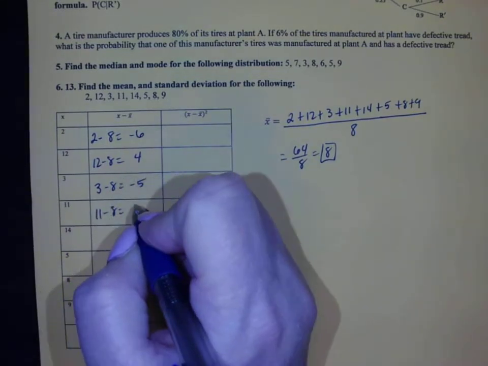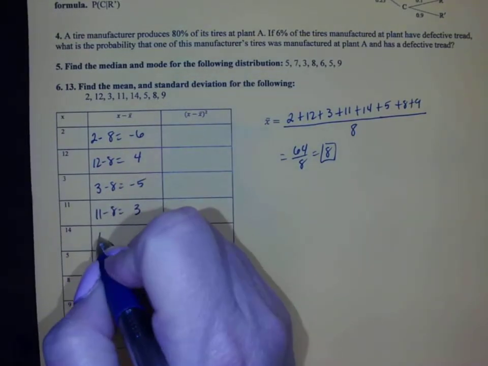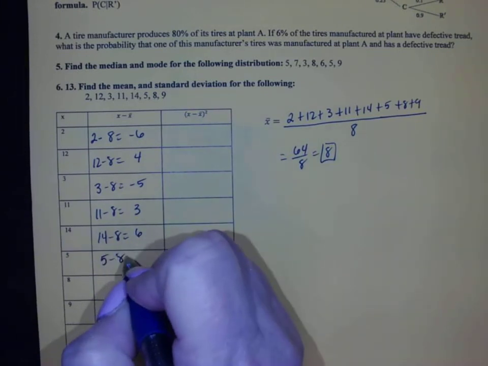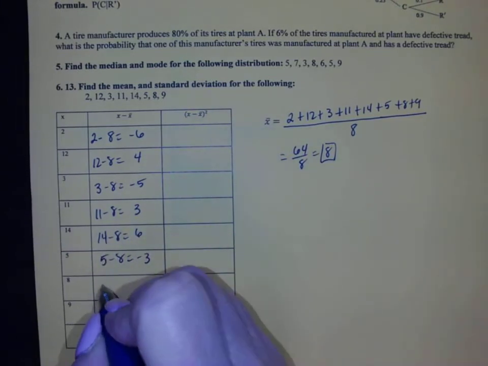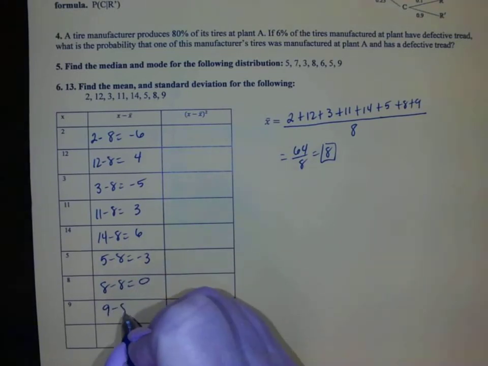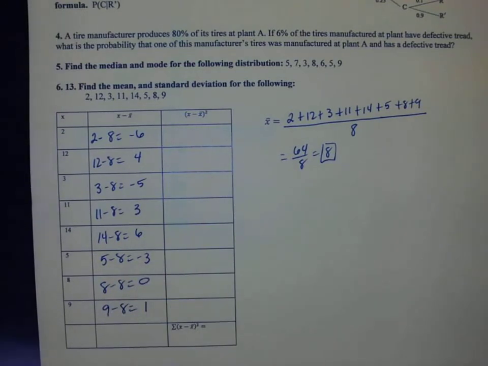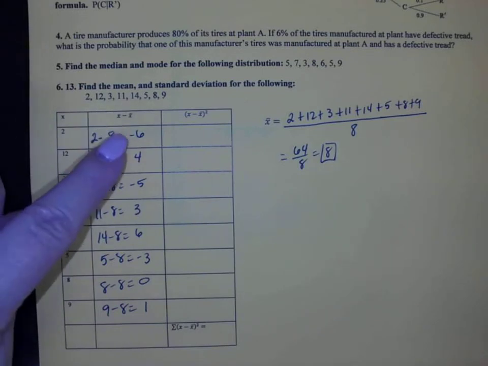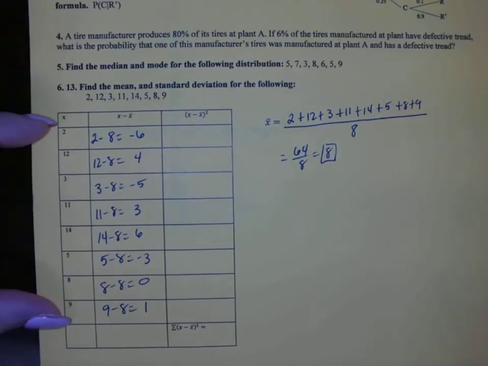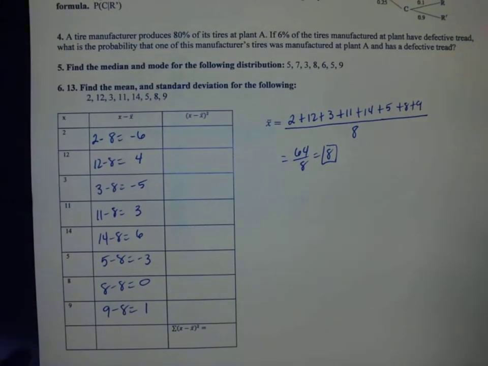11 minus 8 is 3. 14 minus 8 equals 6. 5 minus 8 equals negative 3. 8 minus 8 equals 0. And 9 minus 8 equals 1. And it's okay that we get negatives. And notice when I put these down in the column here, I didn't put them in numerical order, and that's okay. They can just be in the order that they're in.